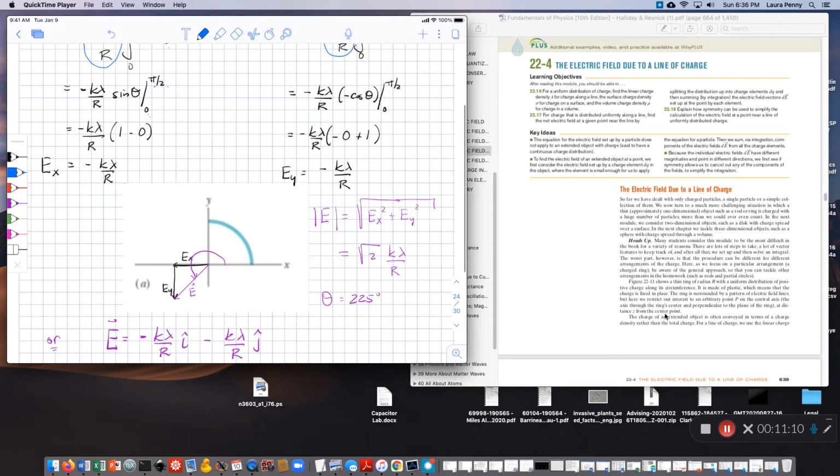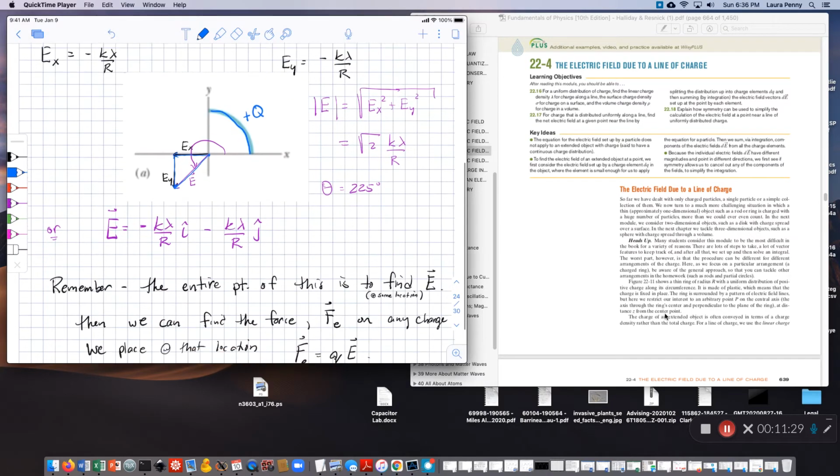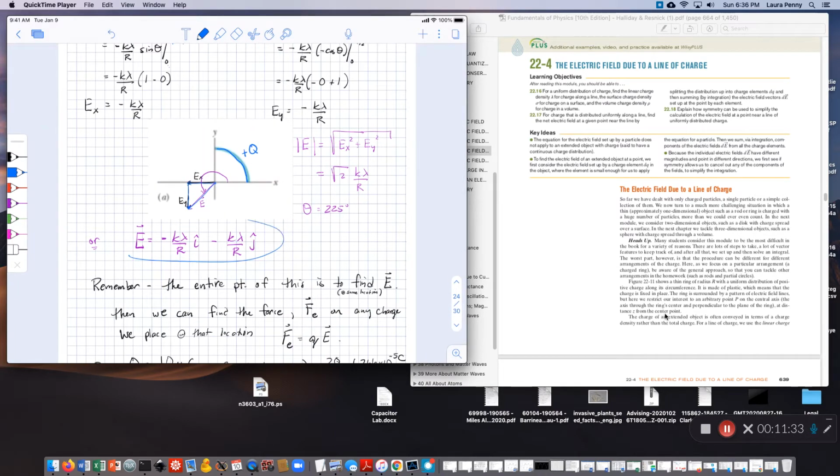We expect to have a negative x part and a negative y part, and so our overall E that comes from this arc of positively charged Q is pushing this way on something at the origin. And so we could actually determine that our electric field at this point is this. It has a negative k lambda over r in the i hat direction, and a negative k lambda over r in the j hat direction.